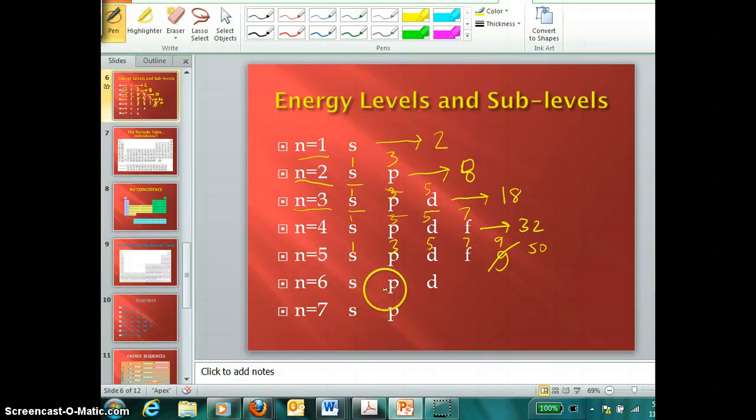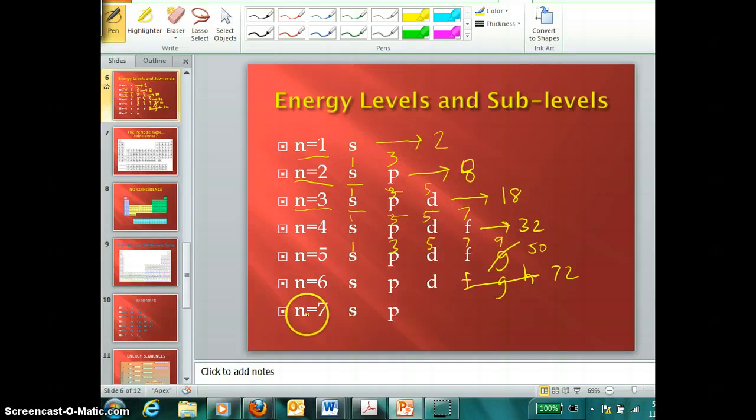In the sixth level, well, you do have S, P, and D sublevels. But there's a theoretical 6F, a theoretical 6G, and a theoretical 6H, which has 11 orbitals in it. And those 11 orbitals could hold another 22 electrons for a grand total of 72. But again, no atom is big enough to need all that space for all those electrons.